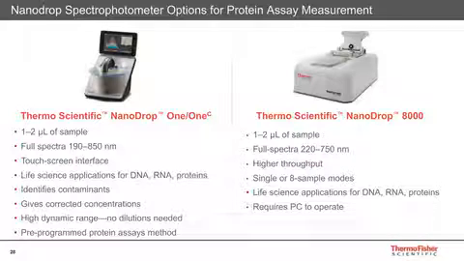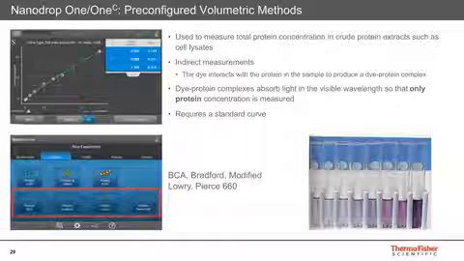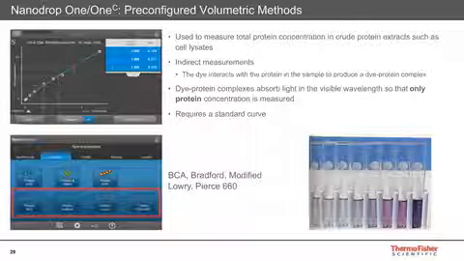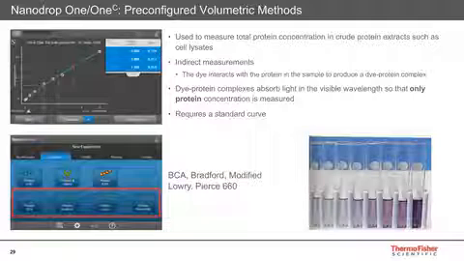For higher throughput, we have the Nanodrop 8000. The amount of sample required is the same, which is 1 to 2 microliters. We can scan from 220 to 750 nanometers, and we can have up to 8 samples evaluated at the same time. The only thing is, with the Nanodrop 8000, we need to have a PC to operate.